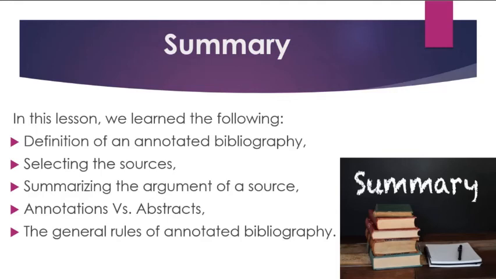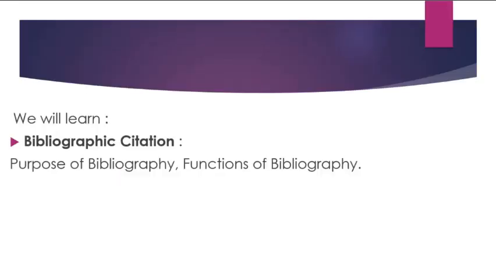In summary, in this lesson, we learned the following: the definition of an annotated bibliography, selecting the sources, summarizing the argument of a source, and the difference between annotations and abstracts. We also learned the general rules of annotated bibliography. And in the next class, we will learn bibliographic citation, under which we have the purpose of bibliography. We also have the functions of bibliography.